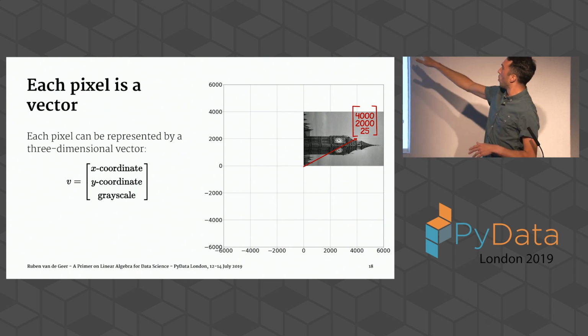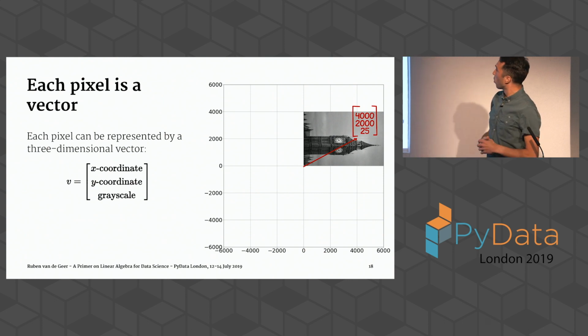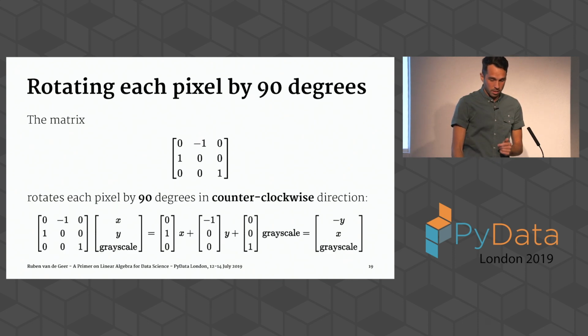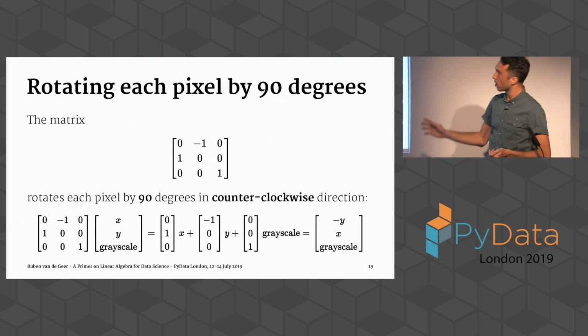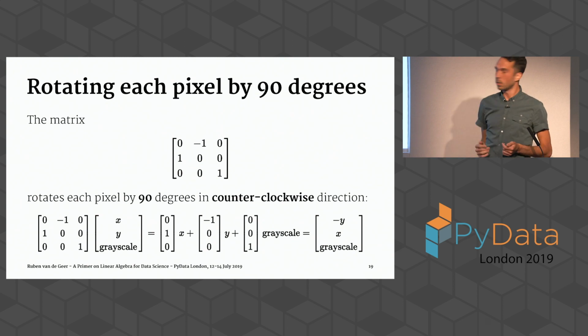So this is an example. For example, there's one pixel over there. It's represented by this 4000, 2025 vector. So we want to rotate this thing. It turns out that this matrix rotates each vector by 90 degrees in the counterclockwise direction. So how can we see that? Actually, the derivation is down there.